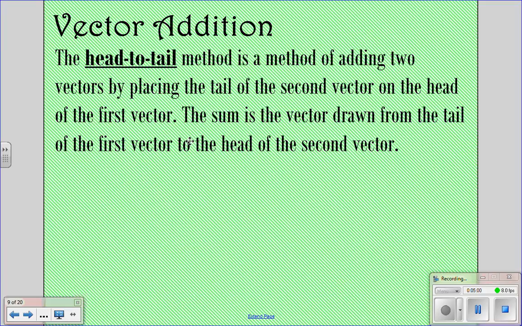Now, the head to tail method can be used for more than 2 vectors. You can use it for as many vectors as you would like. But the parallelogram method you can only use if you have 2 vectors. You can't use it if you have more than 2, because you can't make a parallelogram with 6 sides. That's not a parallelogram anymore. So you can only do the parallelogram method if you have 2 vectors.